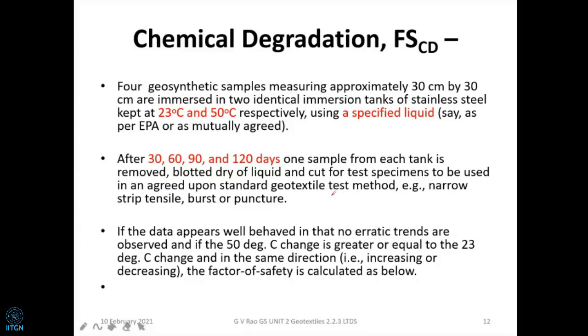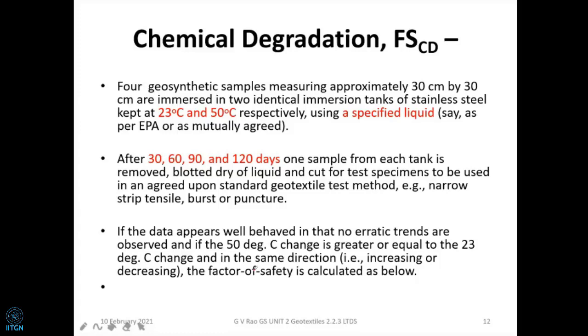That means, for example, you may say that I'm going to use a narrow strip tensile strength test, or a burst strength test, or a puncture test, whatever was specified earlier, we just do the test after all this. One thing we are going to check is why 23 and 50 degrees Celsius. If the data appears well behaved in that no erratic trends are observed, and if the 50 degrees Celsius change is greater than or equal to the 23 degrees Celsius change in the same direction, no problem at all. If it is not increasing or decreasing appropriately, if there is a variation, then we have to repeat the test anyway.